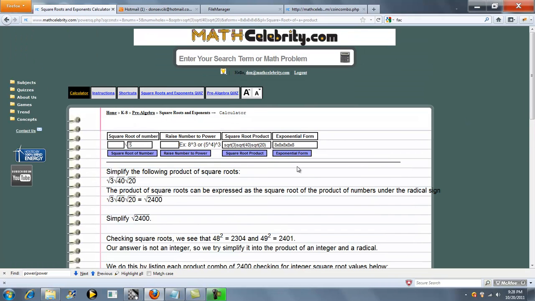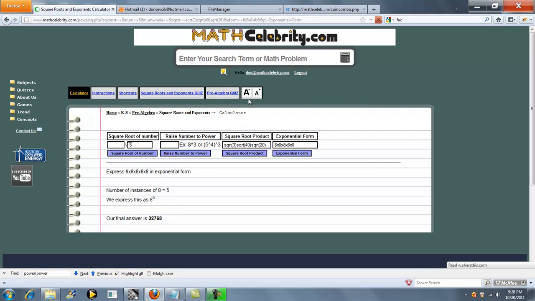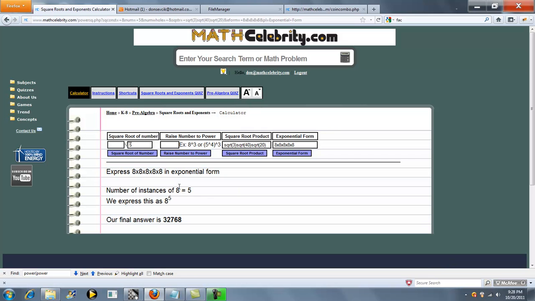The last feature that this lesson has is exponential form. So let's say you want to multiply 8 by itself 5 times. How would you write that in exponential form? Press the button. So this is really just 8 to the 5th, 8 5 times, and here's your final answer.